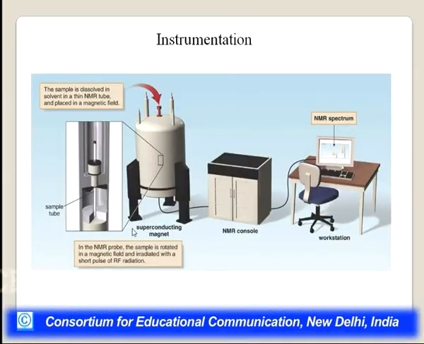And here you can see the instrumentation part. This is the superconducting magnet, and this is the NMR console. In the NMR probe, the sample is rotated in a magnetic field and irradiated with a short pulse of radio frequency radiation. And here you can see, with the help of software installed in a computer, you can see the NMR spectrum.